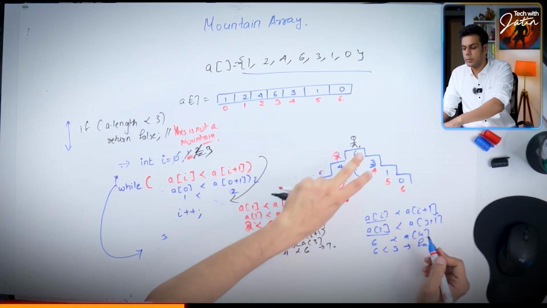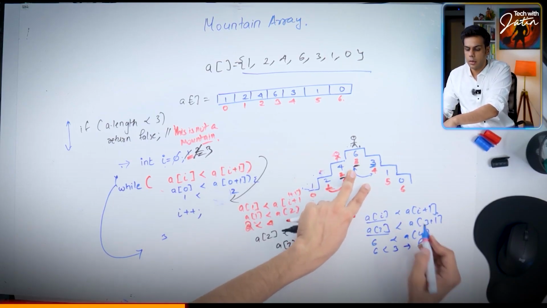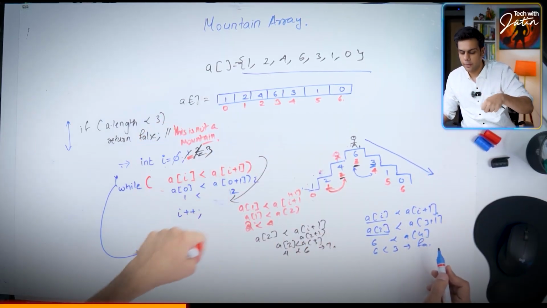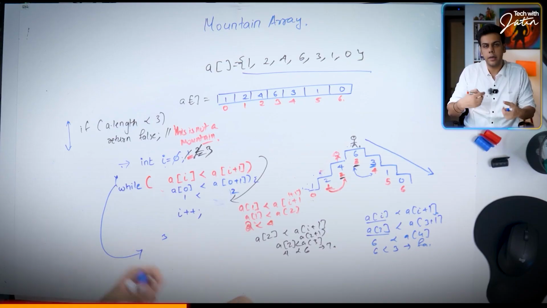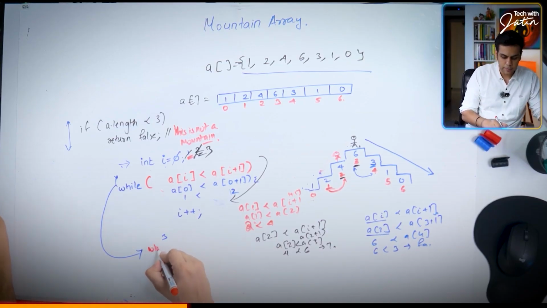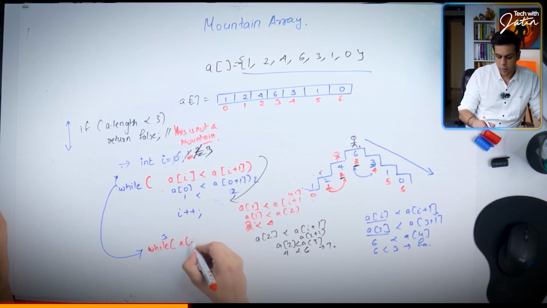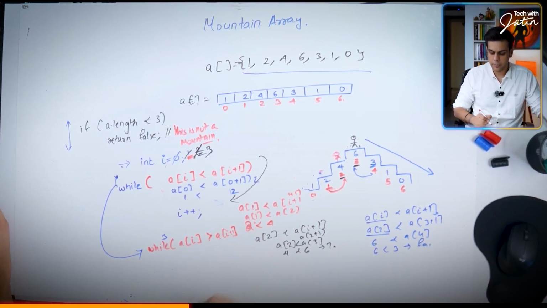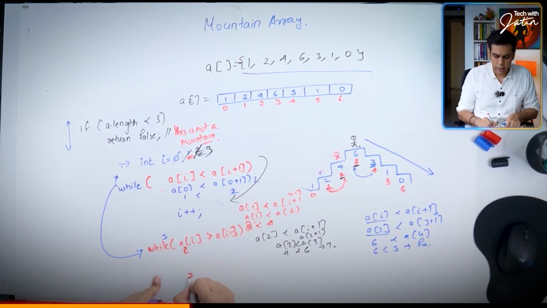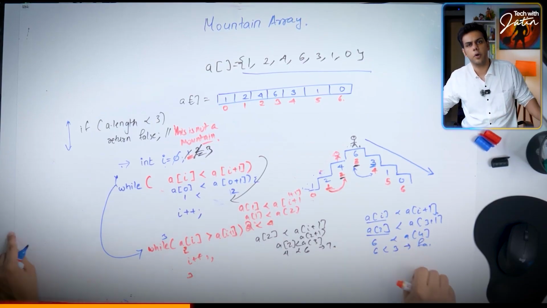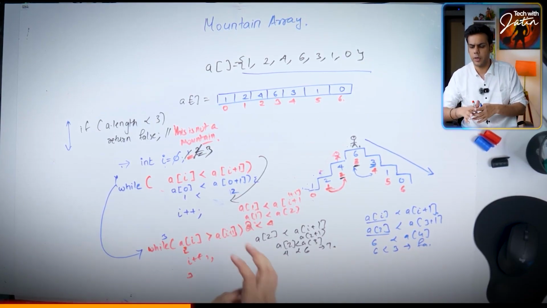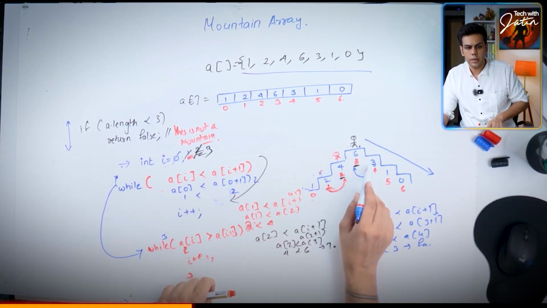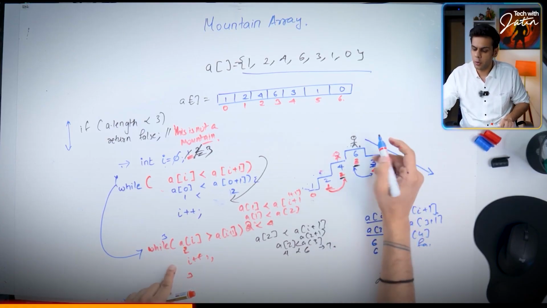Now, since this particular value is less, what do you conclude? We are going down now, right? So, what we will do is we will introduce another loop. While A of I greater than A of I plus 1. This is the stuff. I'll keep on incrementing I. Observe carefully. So over here also this particular loop will be executed and we will go down now.